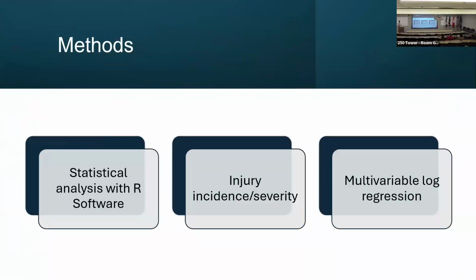But for their methods, they did their statistical analysis with R software. They wanted to look at both injury incidence and severity. For their incidence, it was the ratio of the number of injuries that occurred on grass and turf and the number of games played on those respective surfaces.